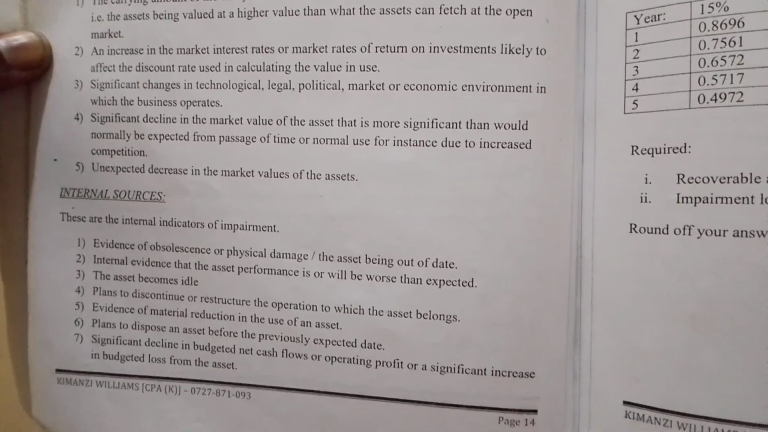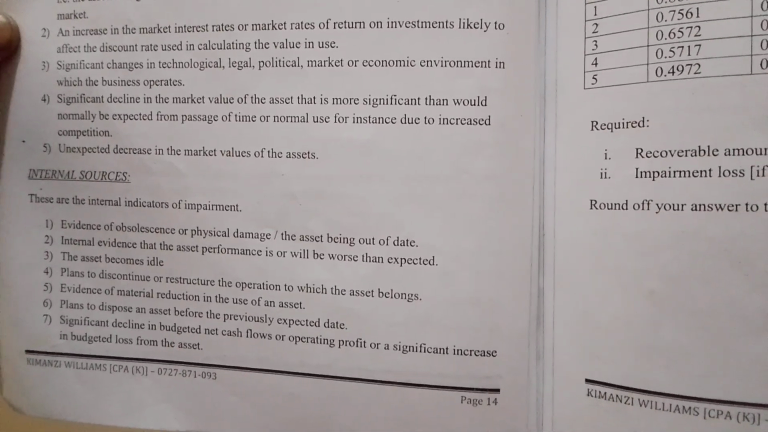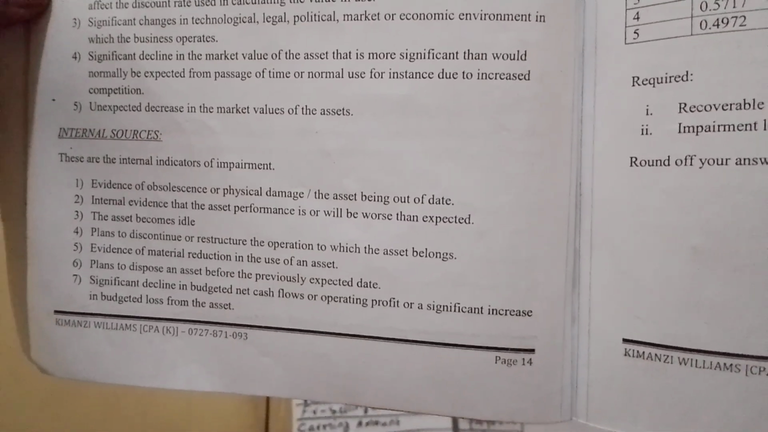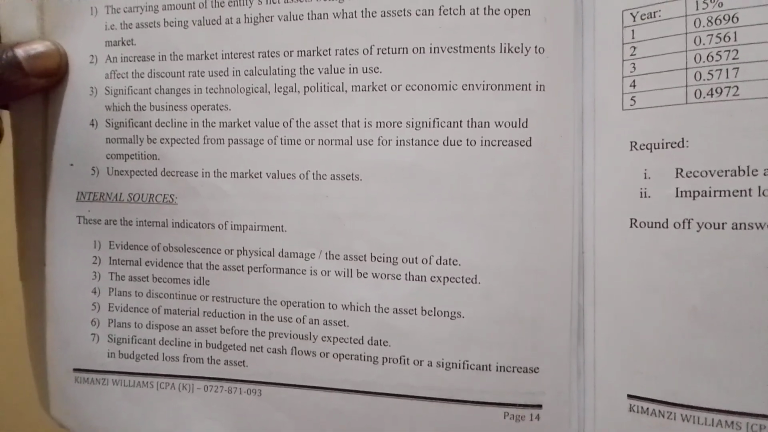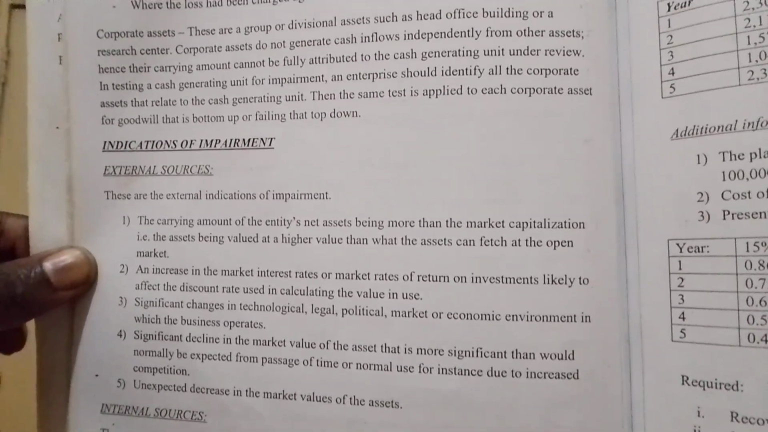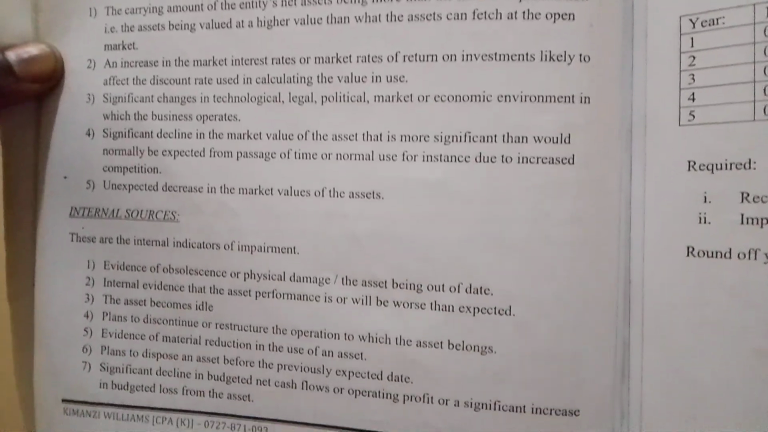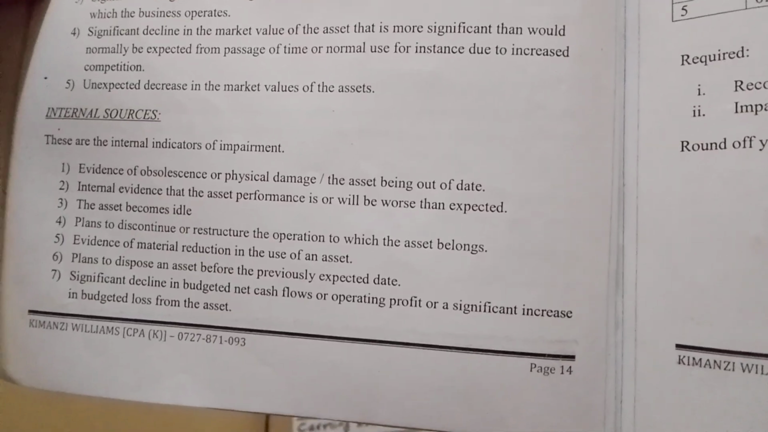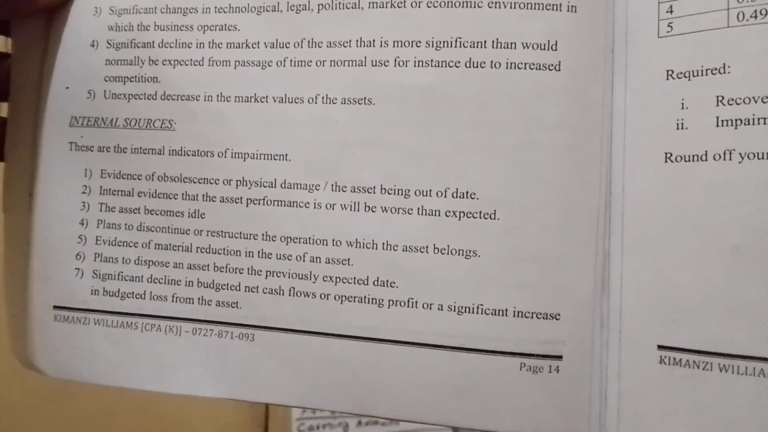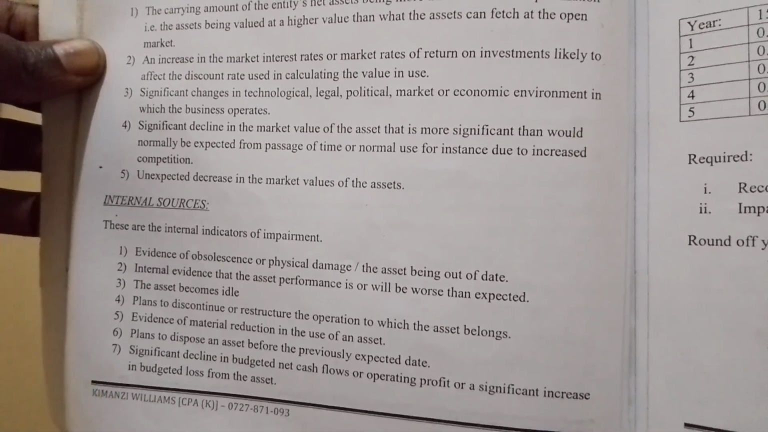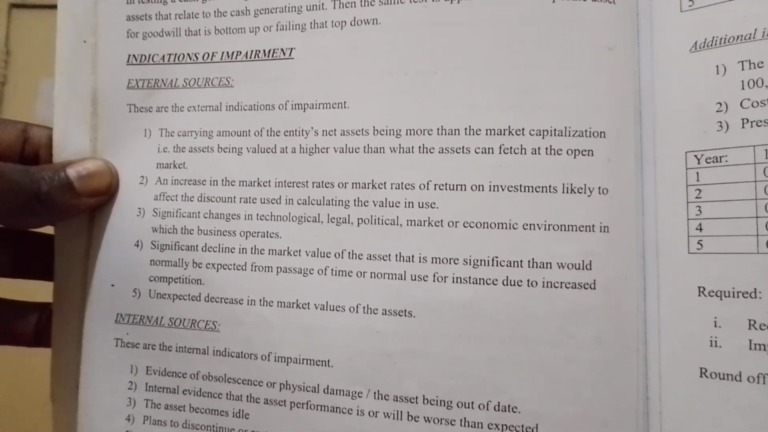Then internal sources are there. These are the internal indicators, 1 up to 7. So that is one of our research materials or one of our published books that we use in our institution. If you need some of these books again, you can contact us there. You can see my number down there in the footnote. So these are some internal sources and external sources of impairment.